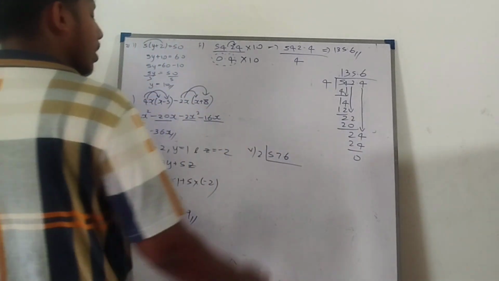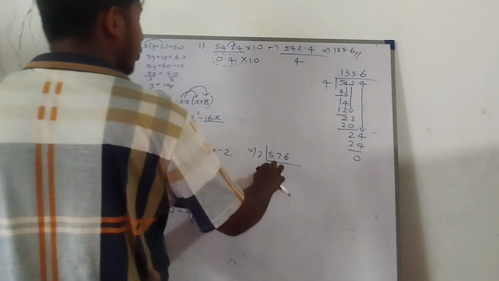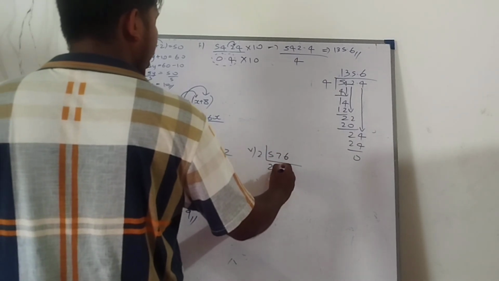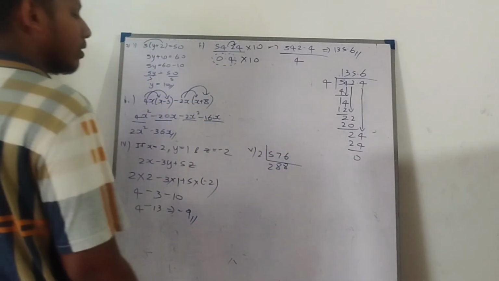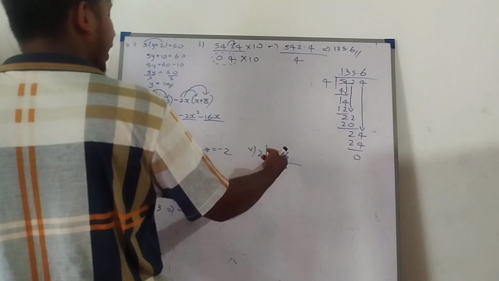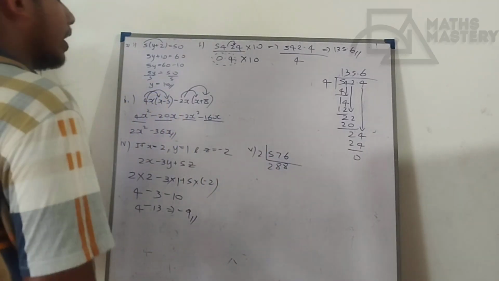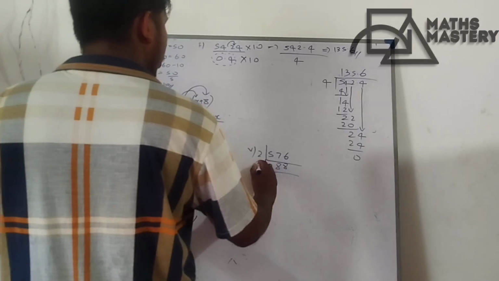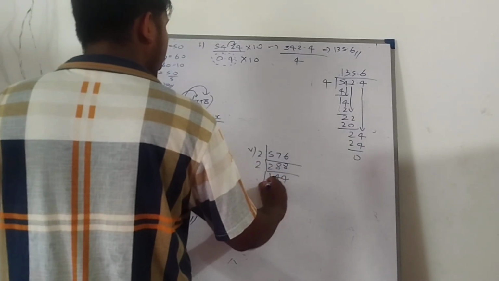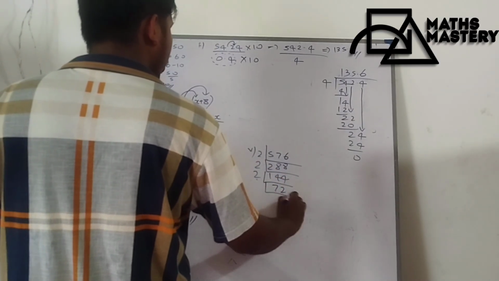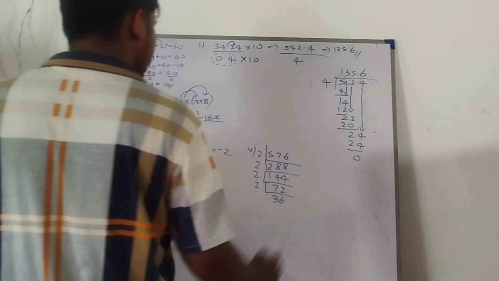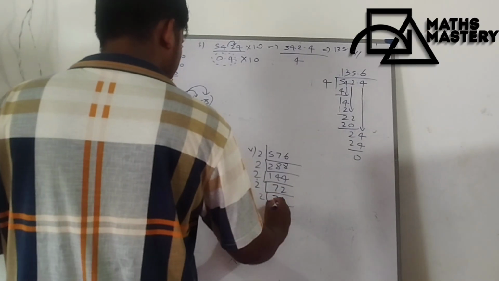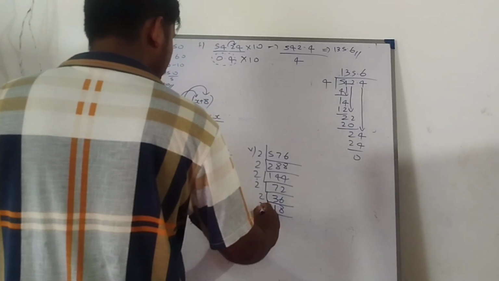Divide by 2. Do the long division of 576, you'll get the answer 288. Okay, so next what you are going to do, again divide by 2, 144. Again you divide by 2, 72. Again you divide by 2, you get the answer 36. Again you divide by 2, you get the answer 18. Again by 2, it's 9.